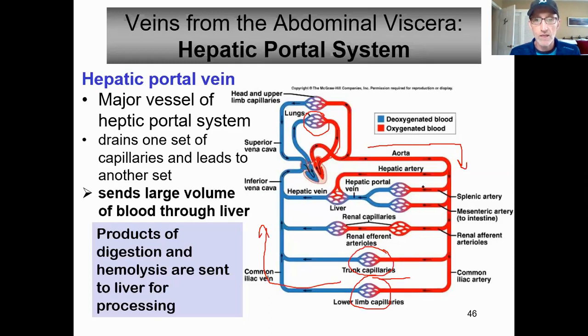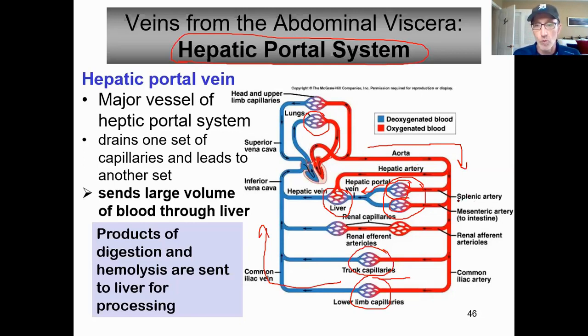But then look right here at this region, going from the spleen or from all the intestines. It looks normal to start with. We have arteries that feed capillaries, which feed veins. But then look what happens. They go through another group of capillaries in the liver. And this system is called the hepatic portal system.